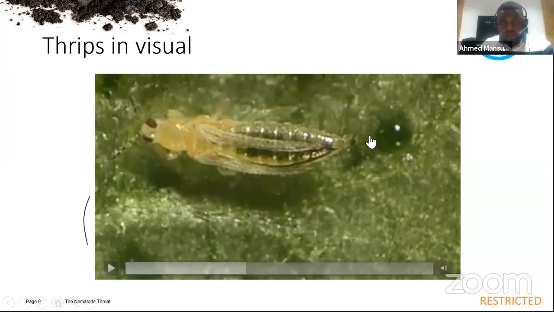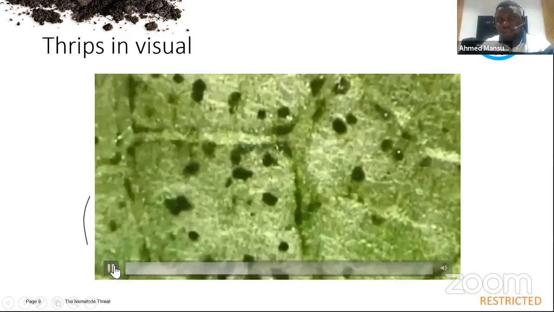So whenever you have thrips on the field, the moment they feed, they excrete. That excretion is not good for your crop. So it's a very dangerous pathogen they secrete. So you can see what it looks like.